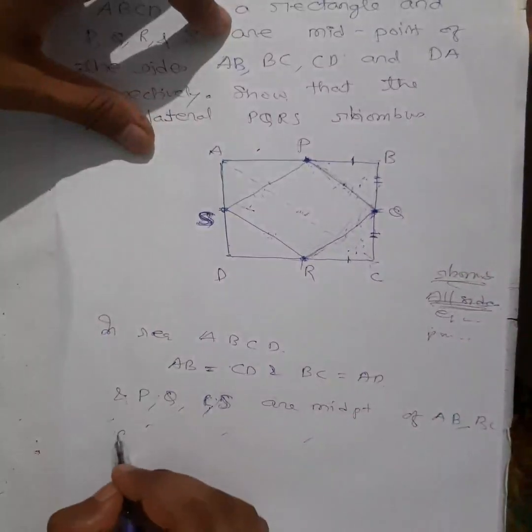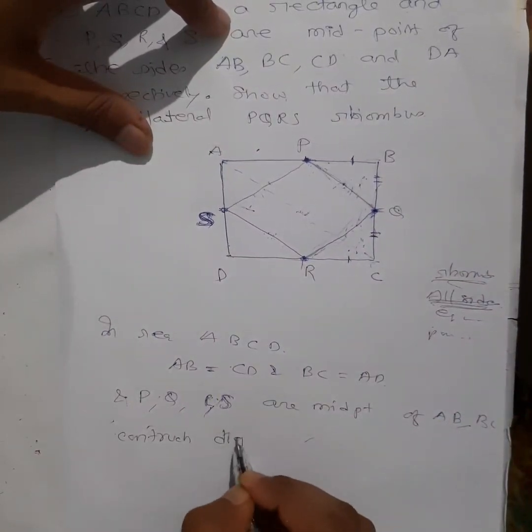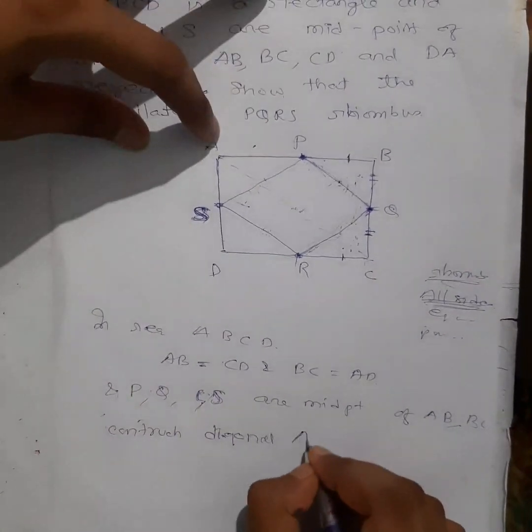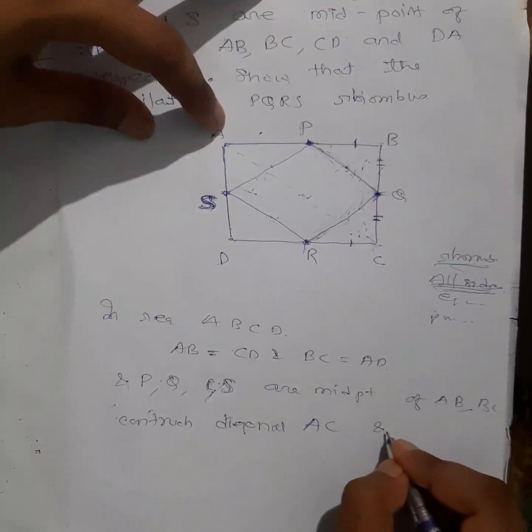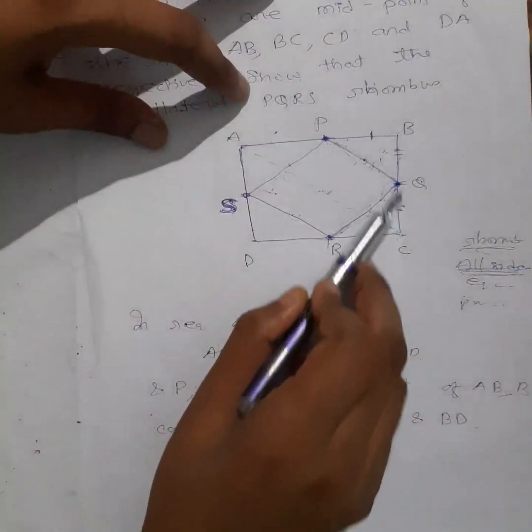So for that I have to construct diagonals, like the previous question, diagonal AC and BD. So in triangle, which triangle will you take first?